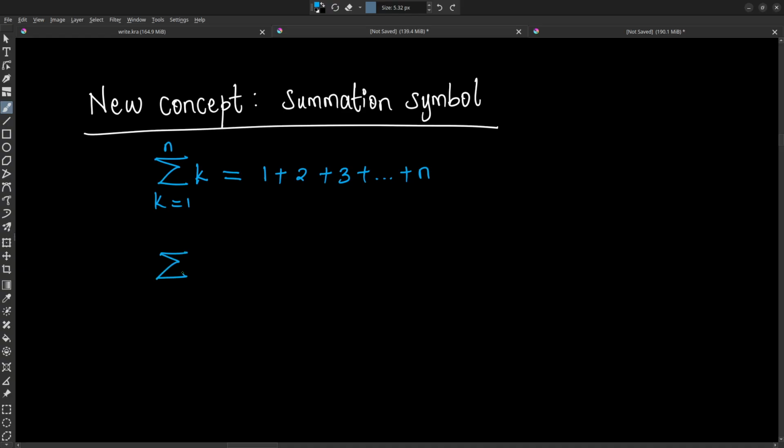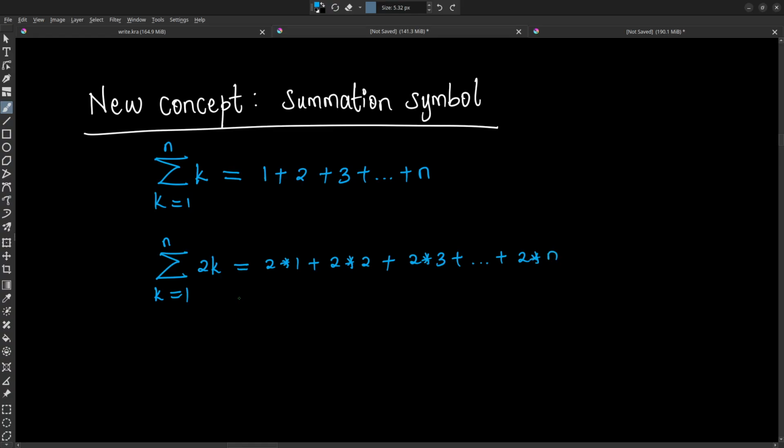When I tell you to find the summation from k equals 1 all the way to k equals n of 2k, we start with the first term. When k is 1, this is 2 times 1. Then plus, when k is 2, this is 2 times 2. Then plus, when k is 3, this becomes 2 times 3. This happens all the way to when k is n, and this is 2 times n.